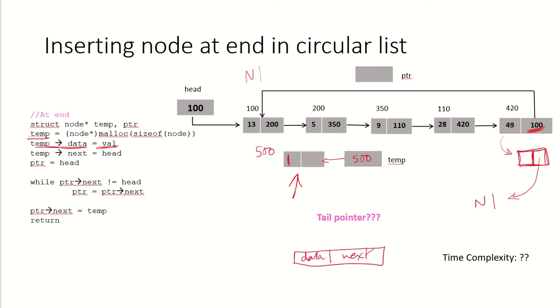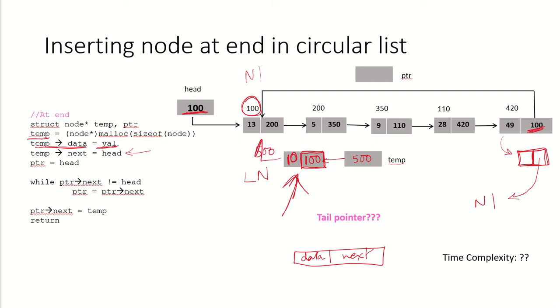So in the data part we put some value, say 10, and the next part should point to the first node, because this is going to be the last node now. This new node is going to be the last node. So this should point to the first node. Where is the address of the first node available right now? It is available in head. So we say temp arrow next should be equal to head. So this is temp arrow next and this becomes equal to head.